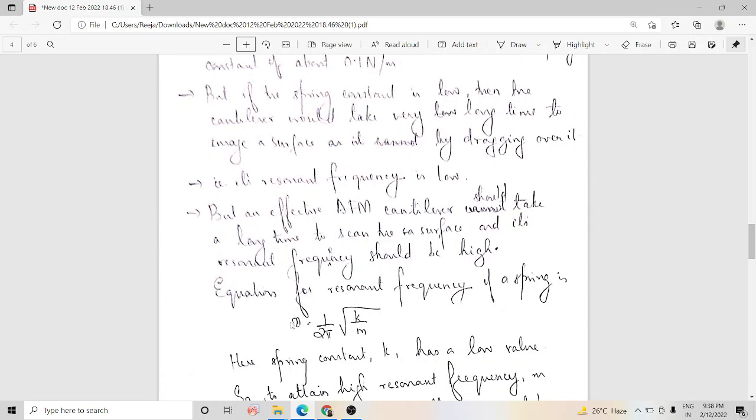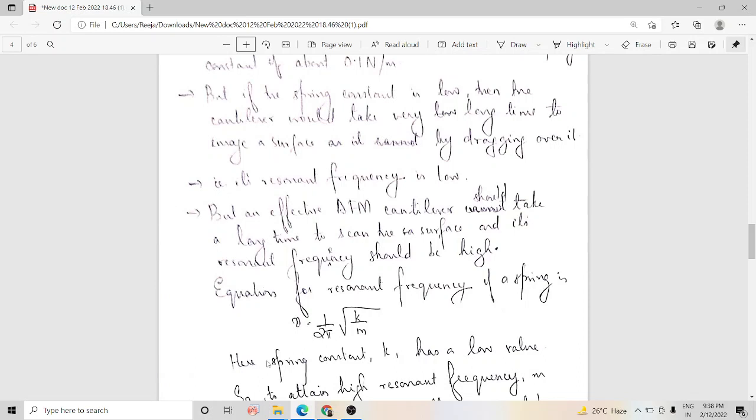If the resonant frequency is made high, that is, the mass is reduced to a very small value, then nu is increasing. So when the resonant frequency increases, the time taken to scan over the surface will decrease.